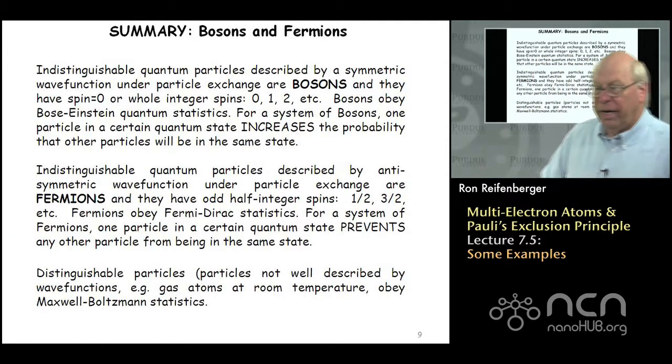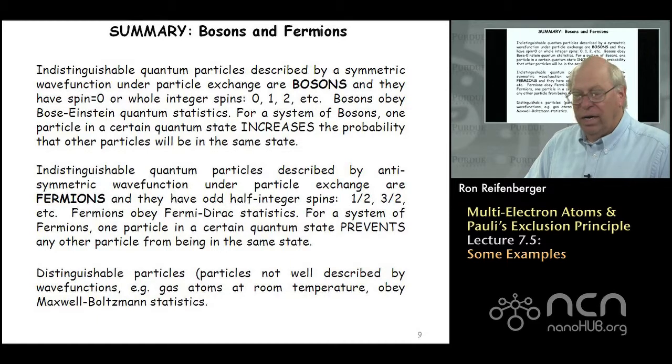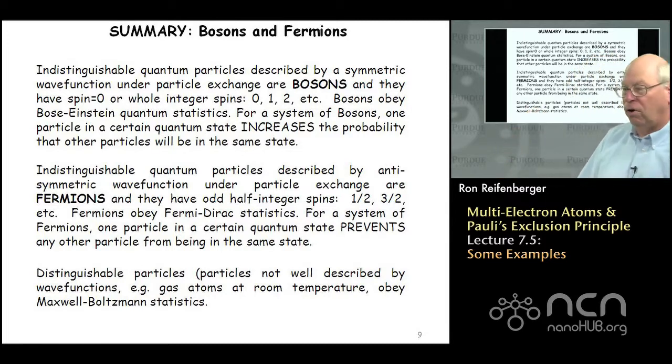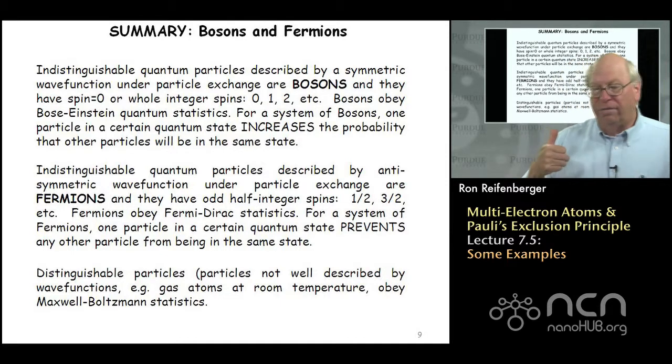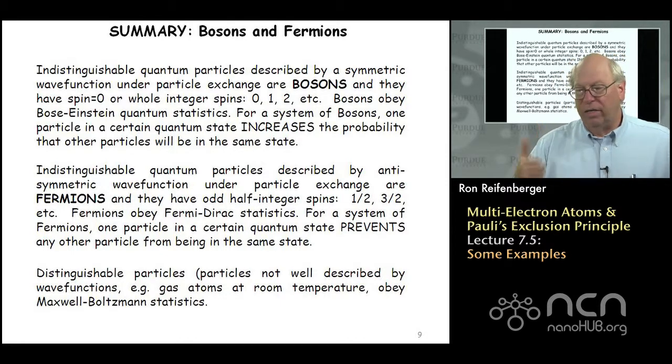What I'd like to end up with is a summary of the lecture. I will not read it to you. You can read it on your own, but it basically tries to make the case that there are 2 types of quantum particles. One type of quantum particle is called a boson, and it has a symmetric wave function under particle exchange. It turns out that these bosons have spin 0 or integer spins, right? That's what distinguishes a boson intrinsically from a fermion.